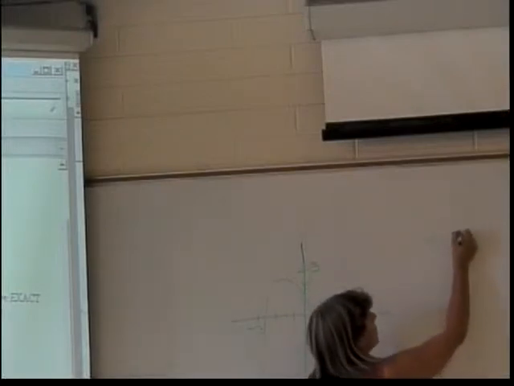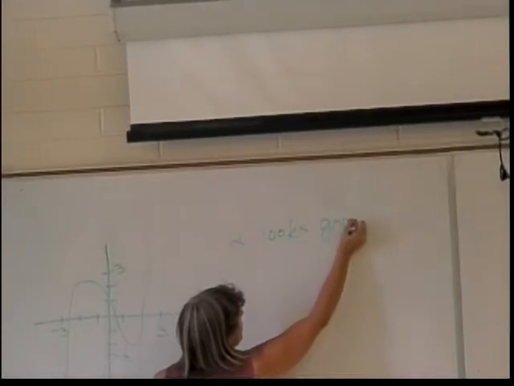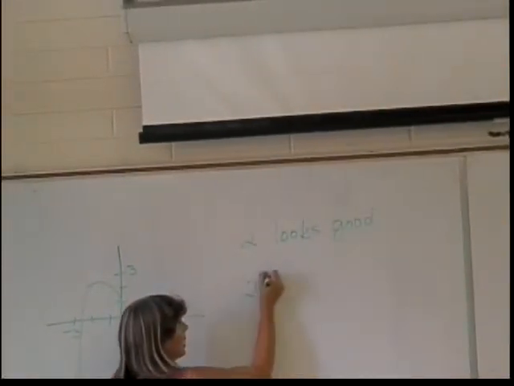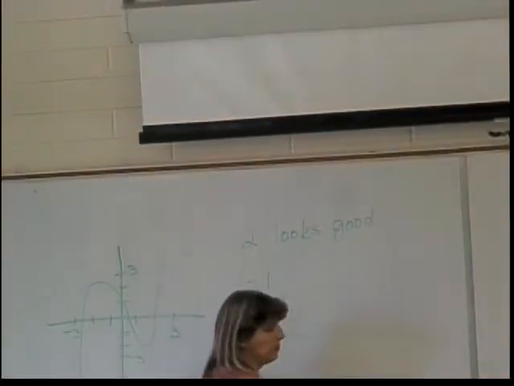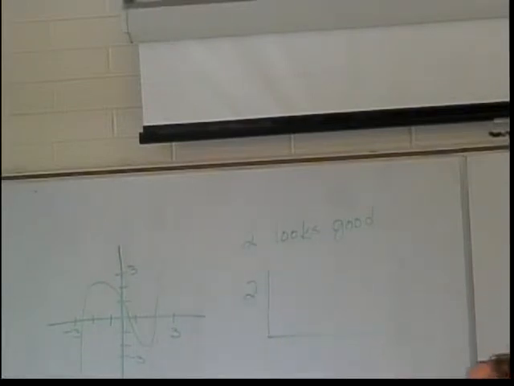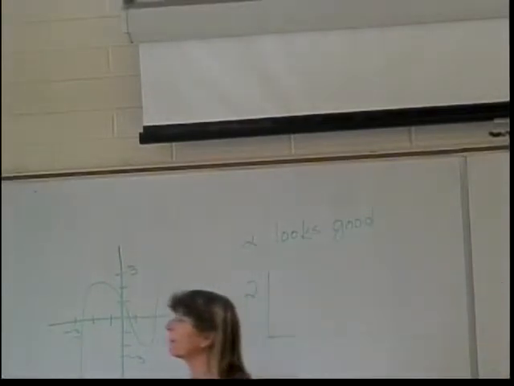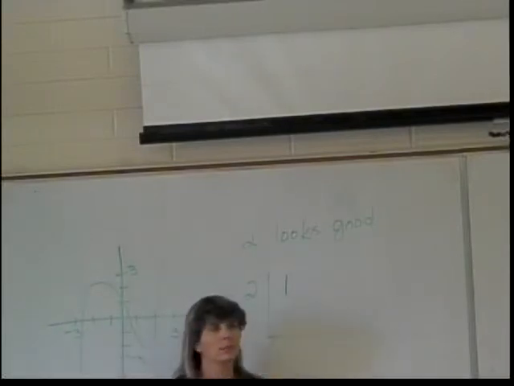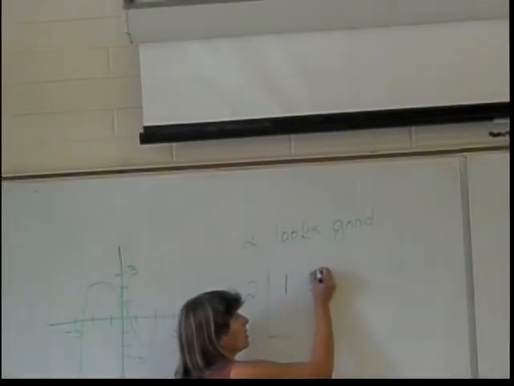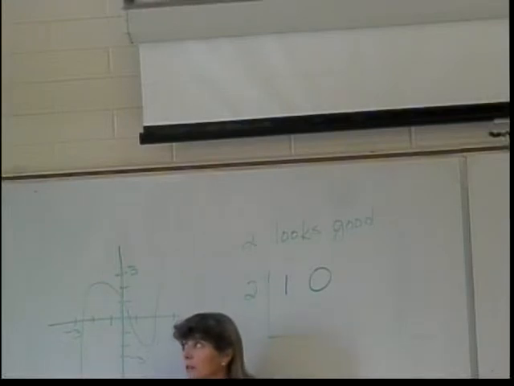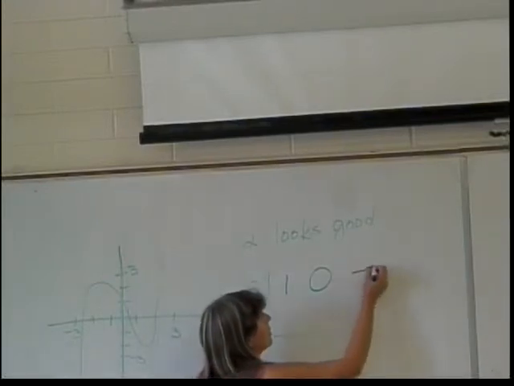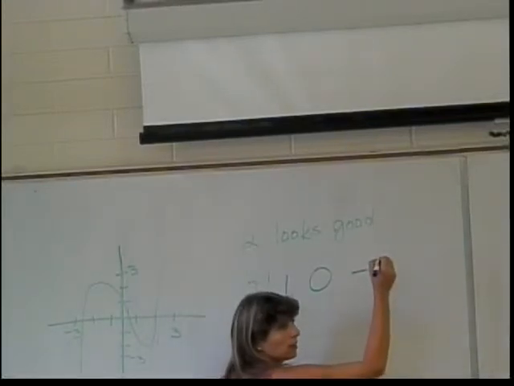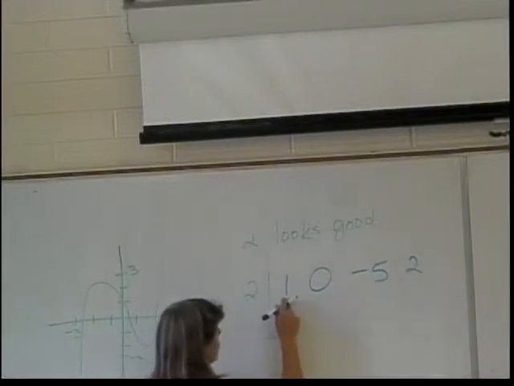So 2 looks good. So we'll use synthetic division with 2. And in my problem, what are going to be my coefficients that I'm going to use? 1. 0, because I don't have an x squared. Negative 5. And 2. So I'll bring down the 1.